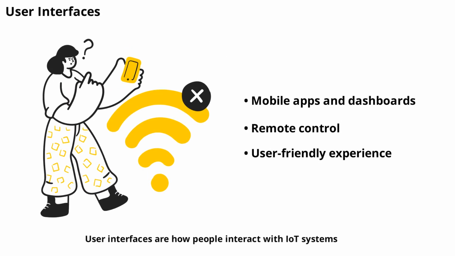User interfaces are how people interact with IoT systems. These can take many forms, such as mobile apps, web dashboards, or even voice assistants. Through these interfaces, users can monitor device status, receive alerts, and control devices remotely. A well-designed user interface makes it easy to manage and benefit from IoT technology, whether you're adjusting your home's lighting or tracking your fitness progress.